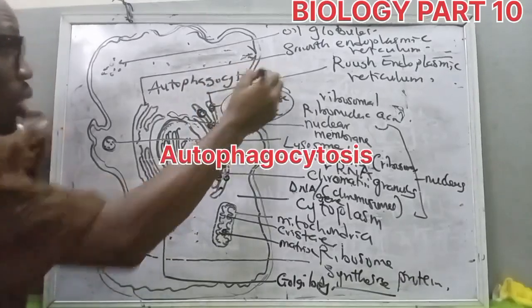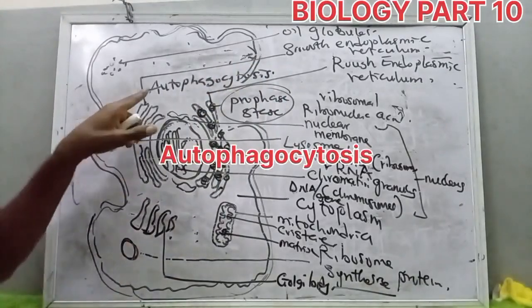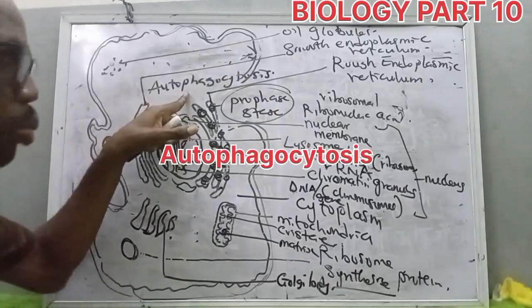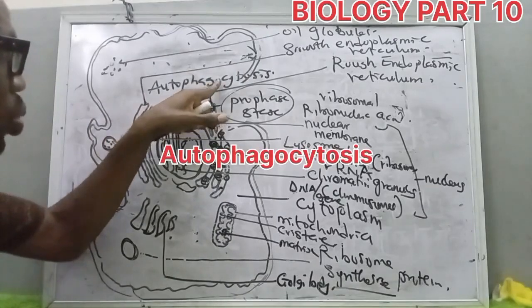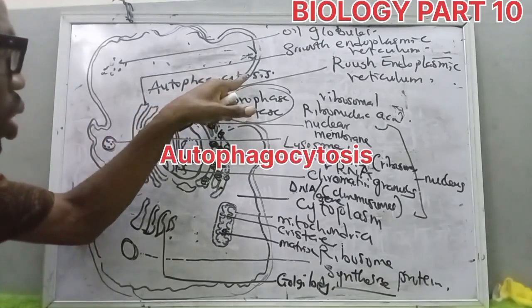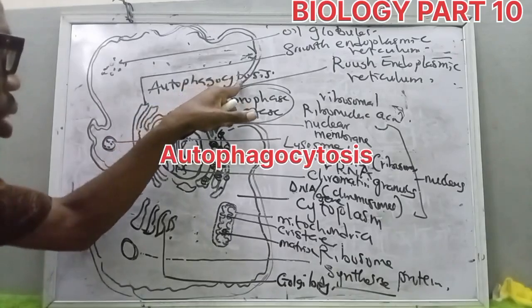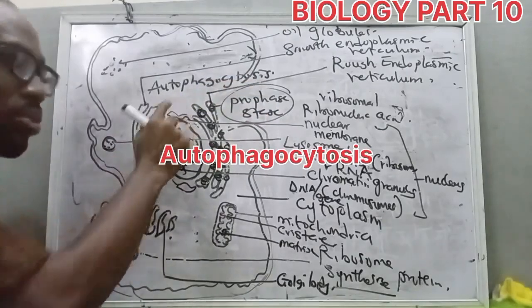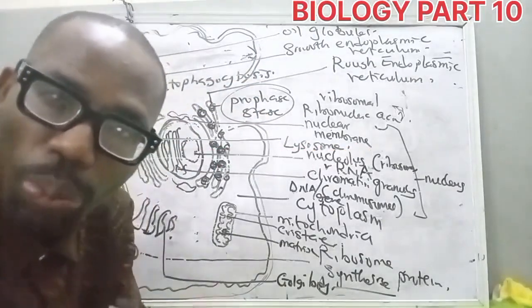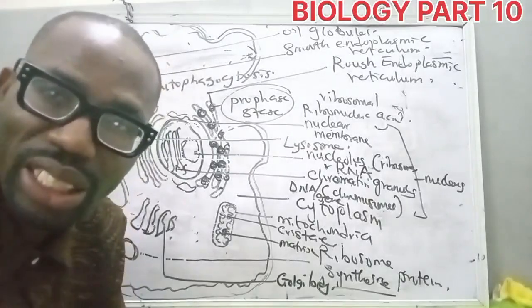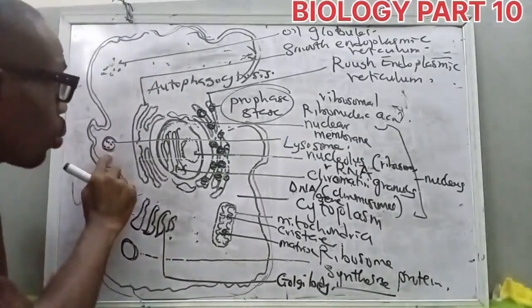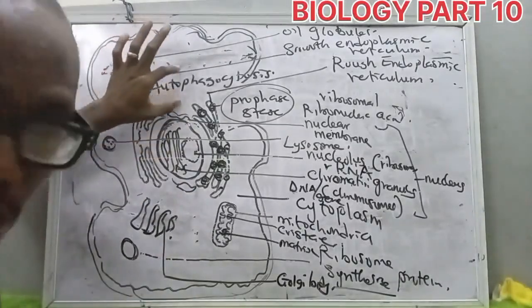Autophagocytosis. For those of you writing, I will spell it for you. Auto, A-U-T-O, phago, P-H-A-G-O-C-Y-T-O, autophagocytosis, S-I-S. What does it mean? It simply means cell eating up itself, cell destroying itself. So this lysosome prevents the cell from destroying itself.